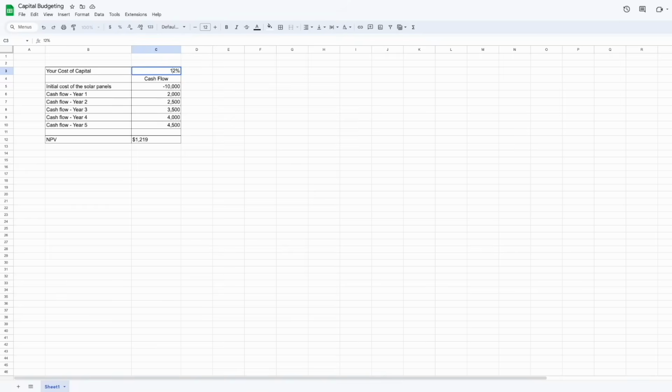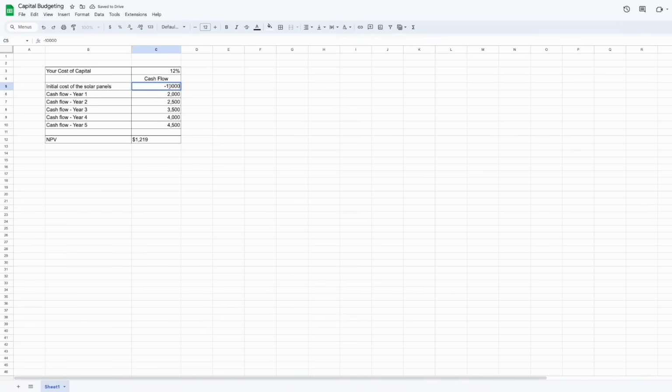So if our discount rate was 20% instead of 12%, you can see how our net present value has decreased. This suggests that other investments with a better cost of capital could have been a better investment than these solar panels. However, if we decrease our cost of capital to something like 5%, we see the net present value increases even more. This shows how different costs of capital can affect the net present value of our investment by comparing alternative investments.